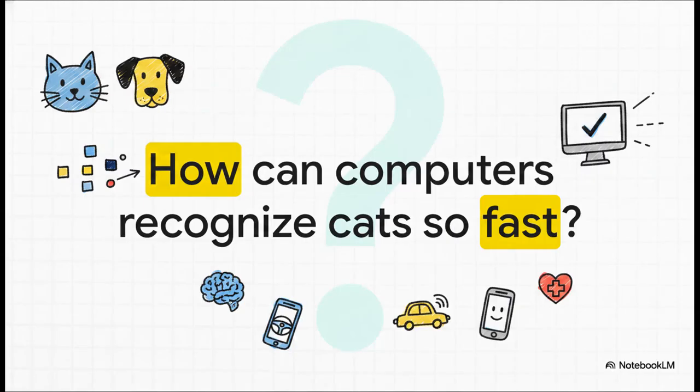So, have you ever wondered about this? Imagine you show a computer thousands of pictures of cats and dogs. At first, it's completely confused, but after learning from millions of images, it suddenly recognizes a cat in just a fraction of a second. I mean, how is that even possible? The answer is deep learning.